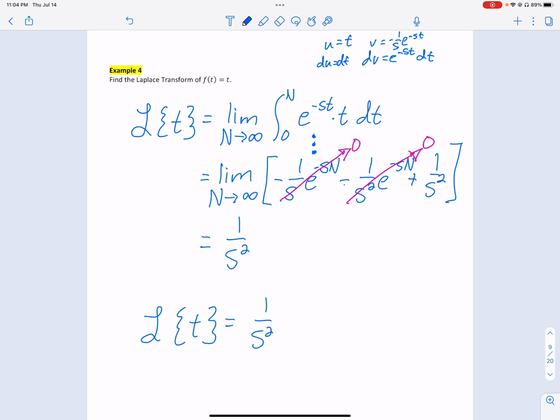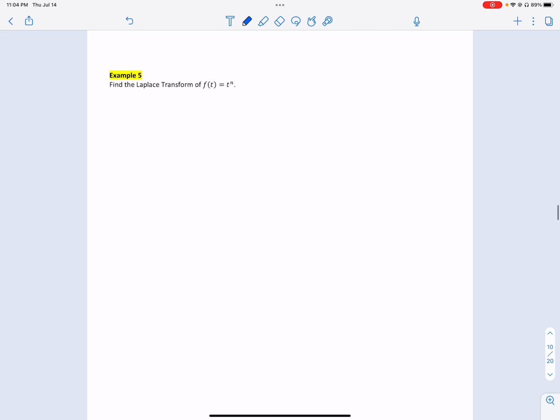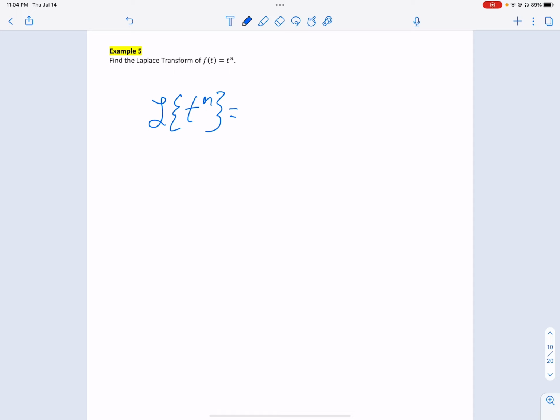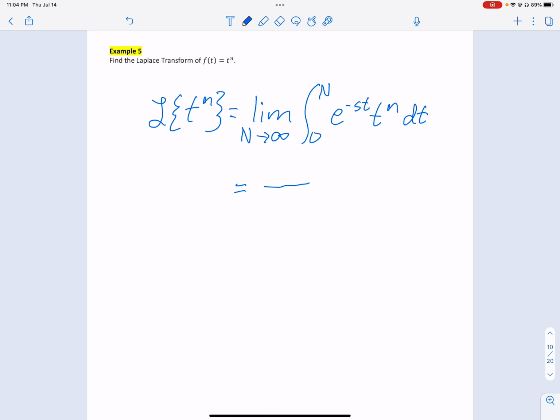They don't go away. All right, let's take a look at the next one. Laplace transform of t to the n. So Laplace of t to the n equals the limit as n goes to infinity, 0 to big N of e to the negative st, t to the n dt. I'm going to give you the answer for this one. It gets real nasty. You could probably find a video online of how this goes about if you're really that interested.